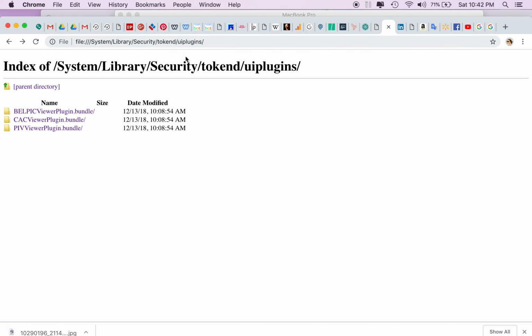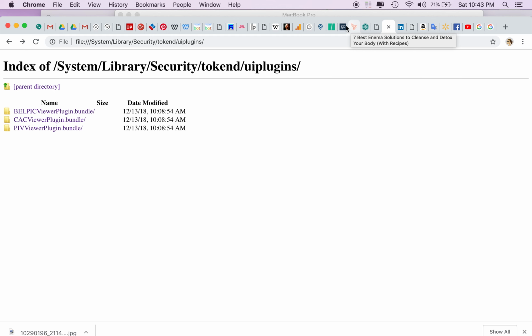So I looked up what the UI plugins were, and I found something about Bell Pick Viewer Plugin, CAC Viewer Plugin, PIV. I didn't know what these were. So I Googled Bell Pick Viewer, and I found an article that goes over everything. Where is my article?